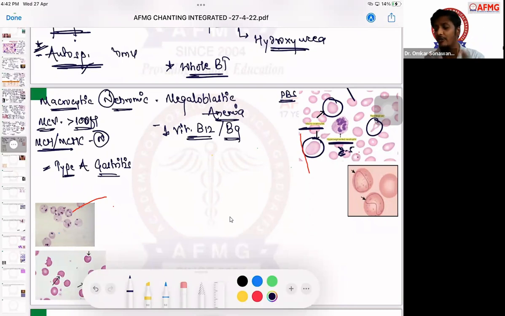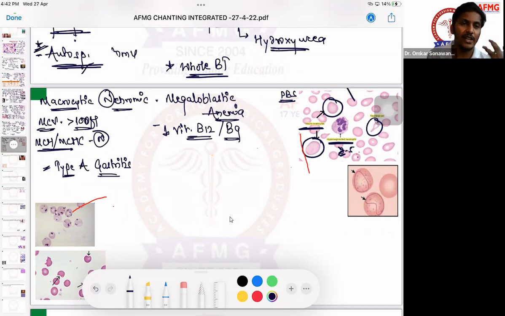of intrinsic factor of Castle, which is required for vitamin B12 absorption. HCl would also be low. HCl deficiency would cause atrophic gastritis. Very good. So deficiency of HCl will lead to which type of anemia?